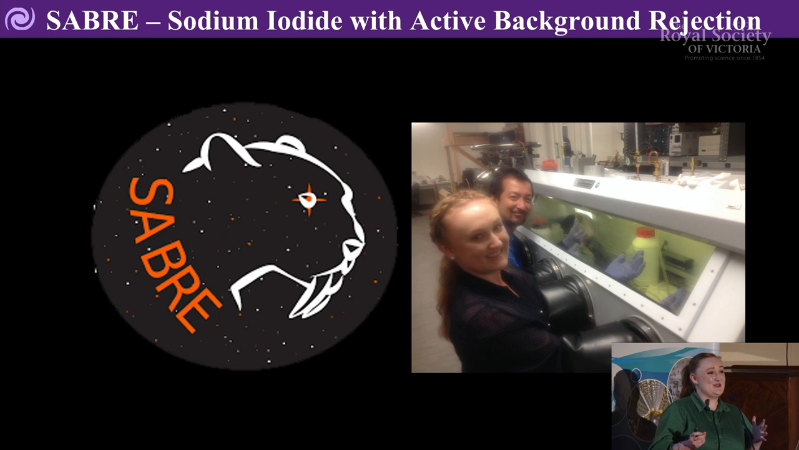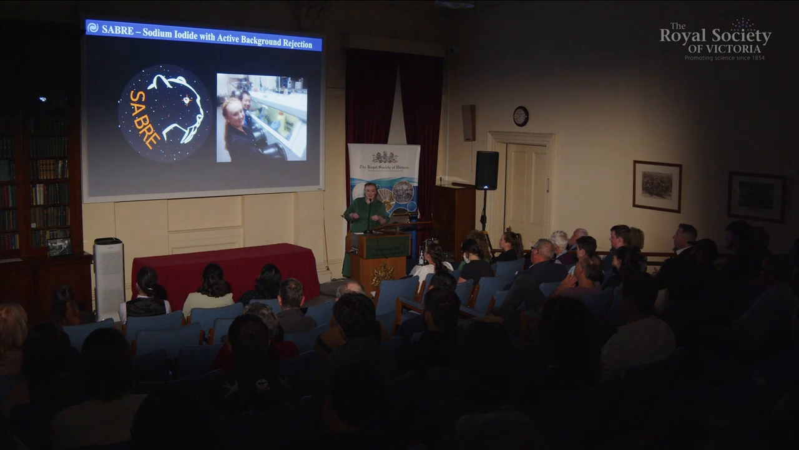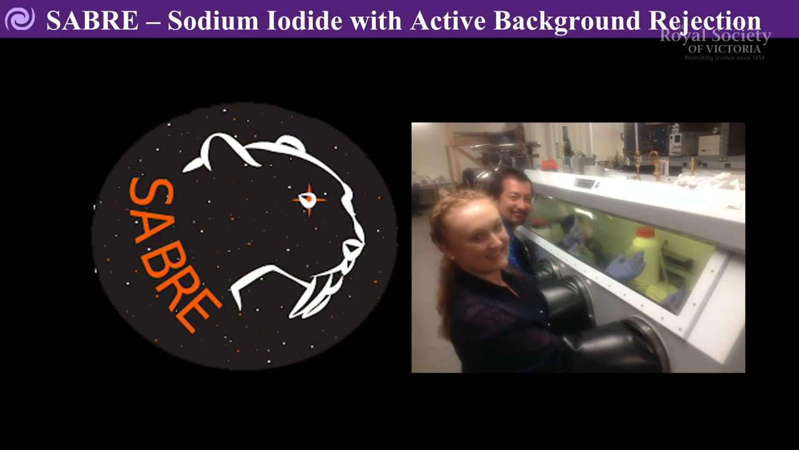It's worth noting too that Australia is helping to lead the way in direct detection. So there is an experiment called the SABRE experiment, and that's sodium iodide with active background rejection. And we're building it right here in Victoria. It's being built underground in the active Stawell gold mine. And it's a very exciting project I'd love to chat more about afterwards. And I got to visit Princeton at the beginning of my PhD, and here I am building some of the crystals to go into one of these experiments.